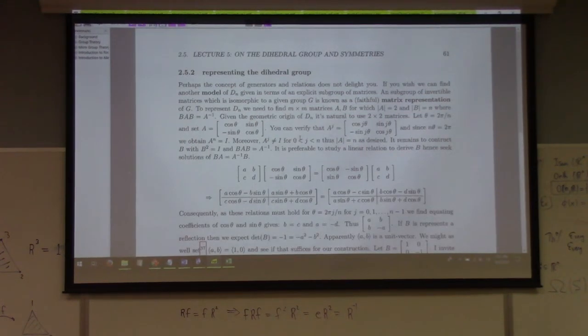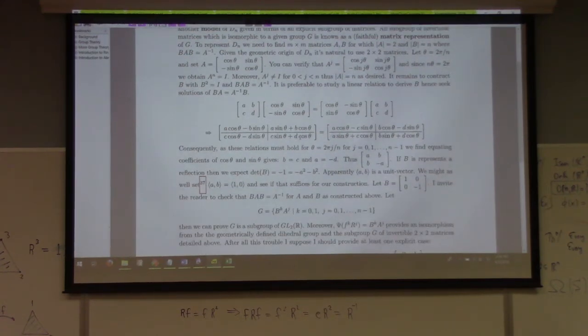Now, this right here, I'll just tell you what this is. I'm finding specific 2x2 matrices which serve as the reflections and the rotations that we're talking about. And after some work, you can prove that, I mean, rotation matrices are pretty easy to come by. That's cosine, sine, sine, cosine. And you choose theta as 2 pi over n. And that gives you an element of order n.